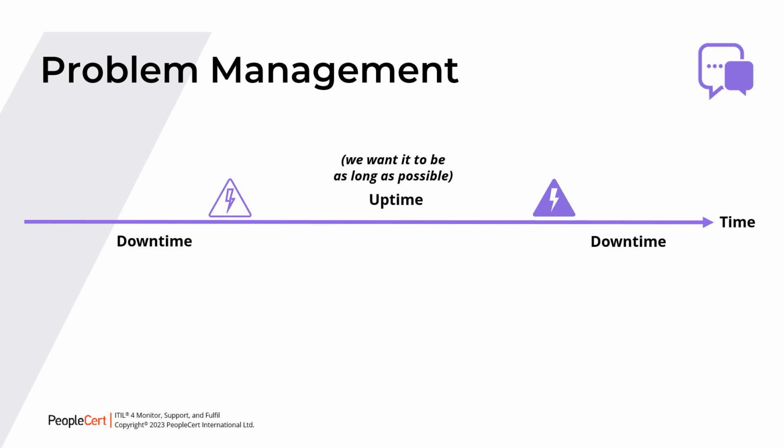In problem management, we want to focus on making sure that uptime is as long as possible. So whereas incident management is very reactive, as an incident occurs, we want to make sure we reduce the downtime by restoring service and resolving the incident. But in problem management, we want to focus on ways of maintaining uptime for as long as possible. In other words, preventing incidents from occurring in the first place.